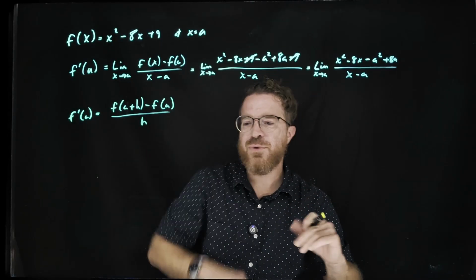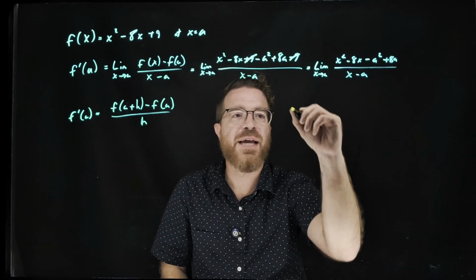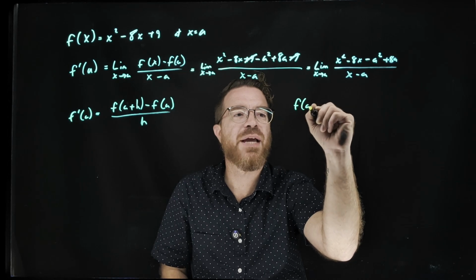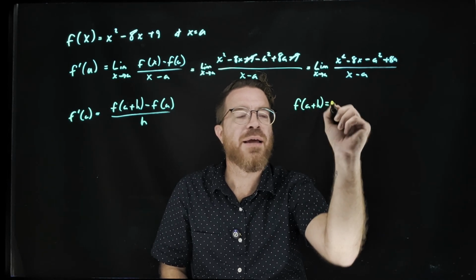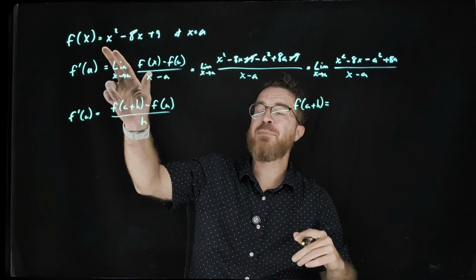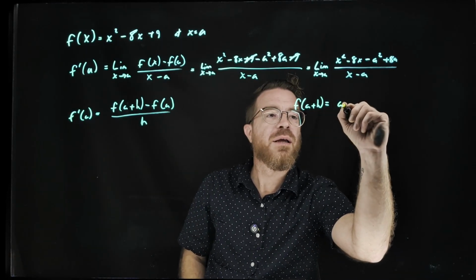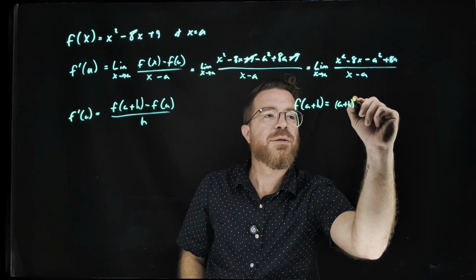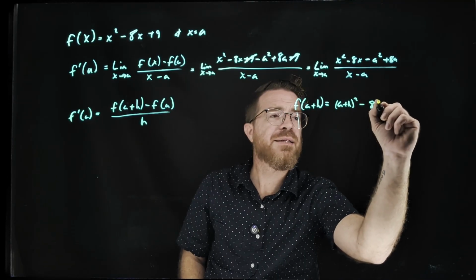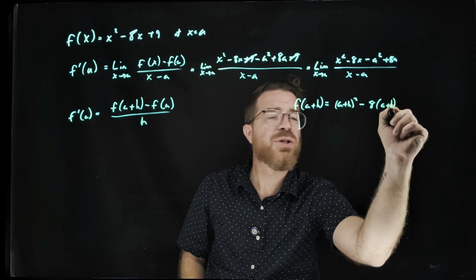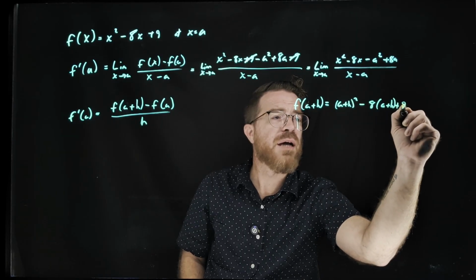But first thing we're going to do is figure out what is our f of a plus h. So if we have f of a plus h, this is going to be the same thing as plugging a plus h into every one of these x values. So this is going to be a plus h squared minus 8 times a plus h plus 9.